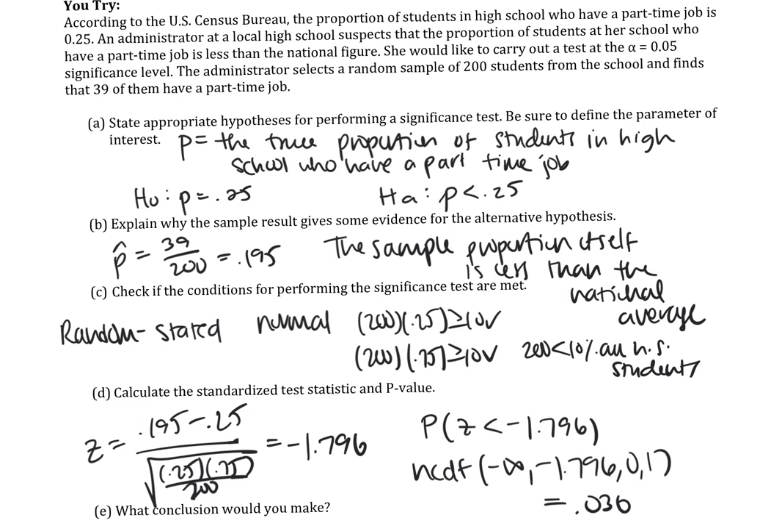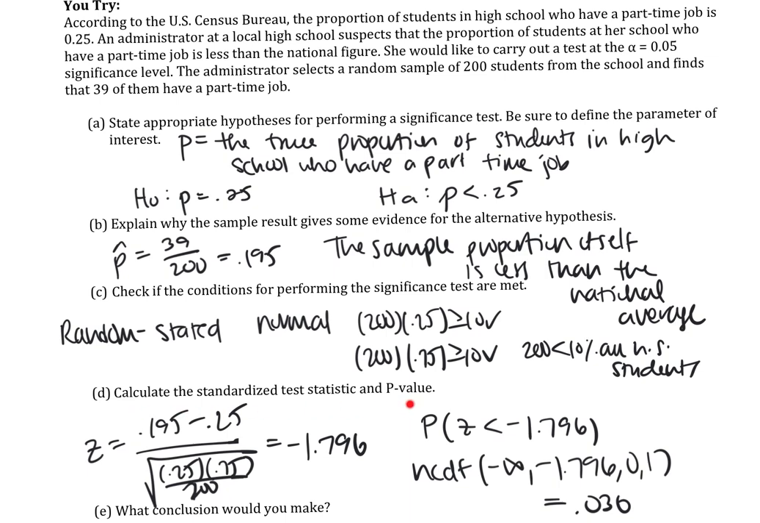let's check our answers. p is the true proportion of students in high school who have a part-time job. The null is 0.25 because that's what the Census Bureau has said for all high schoolers. And less than 0.25 is implied because the proportion here is less than the national figure, so that lets us know this is less than. Calculate our p-hat value, because the sample is 39 out of 200 students. Our sample was random. The normality is checked. 200 is less than 10% of all high school students, which is assumed.